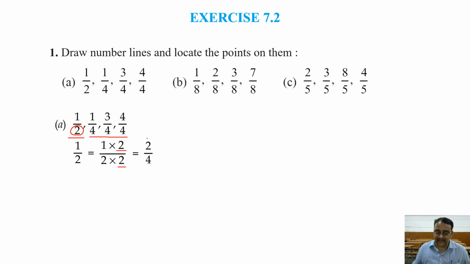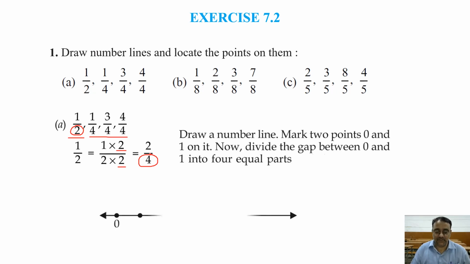We will draw a number line. And how many equal parts we will divide between 0 and 1? 4 equal parts, क्योंकि denominator में 4 है, right? चलो divide कर दिए. See, 1, 2, 3, 4. Now first let us start with 1 by 4. This is 1 by 4, the first one. This is 1 by 4.